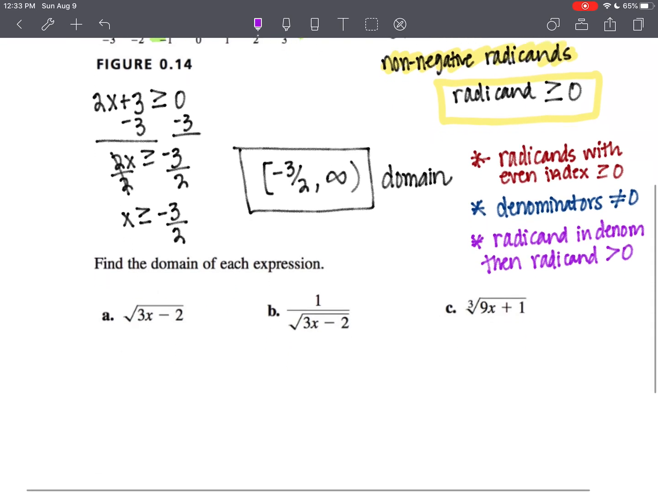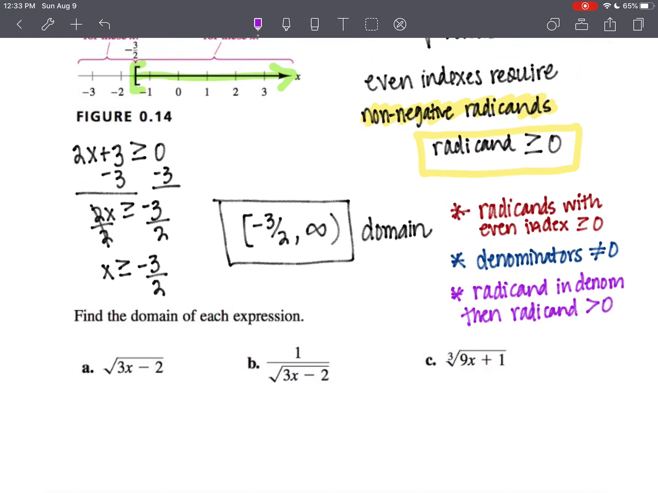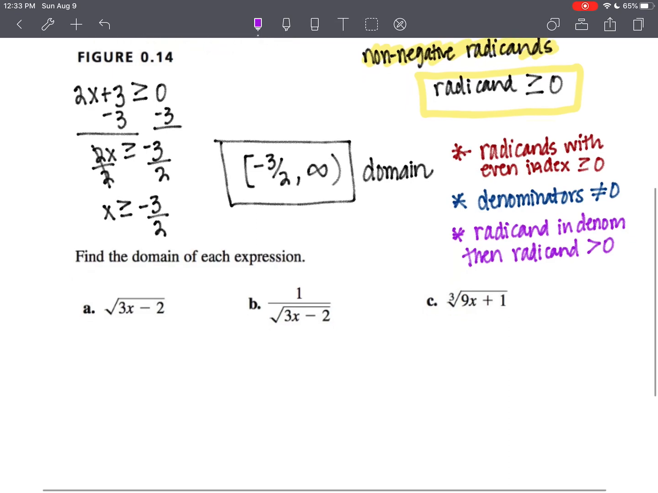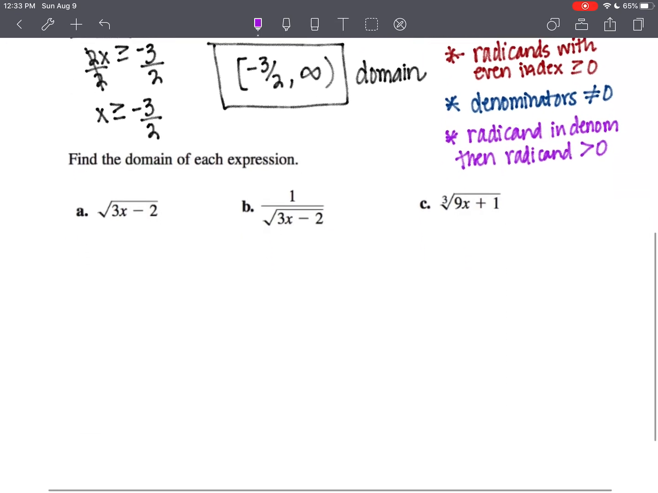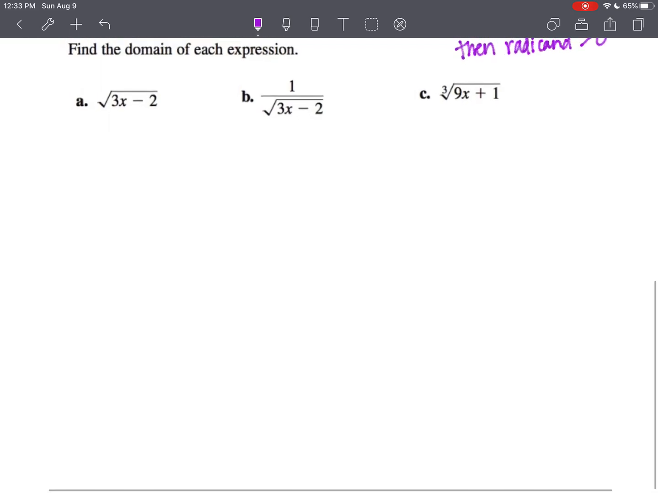Denominators cannot equal 0. So let's find the domain of each expression. Keep that in mind. We're talking about radicands with an even index. Denominators cannot equal 0. A radicand in the denominator, then the radicand has to be greater than 0, or cannot equal 0 if we have an odd index. Okay, so see if you can try these. You've done these probably a lot in the past, so we're going to see if you can try them. I'm going to work them out, so if you want to just keep this rolling, you are more than welcome to do that.